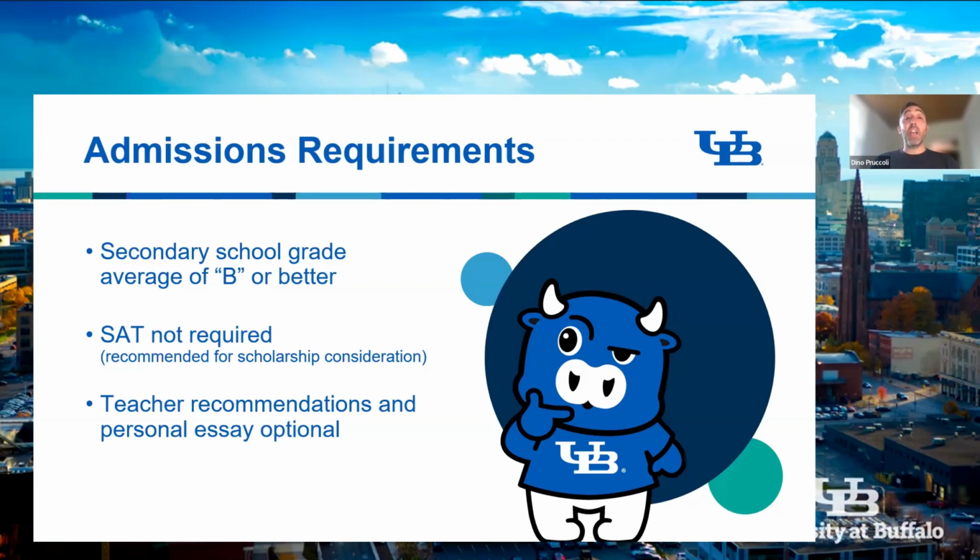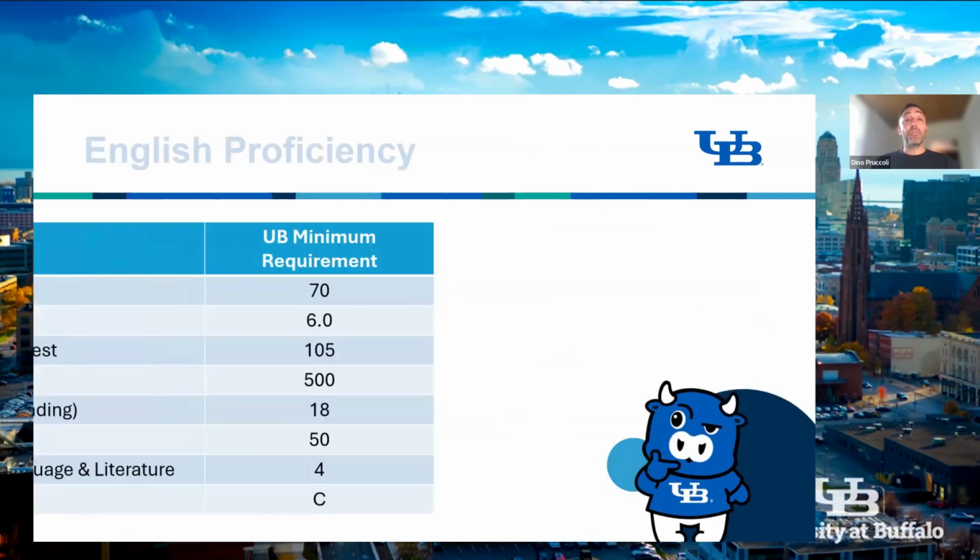But if they have a very high SAT score, that SAT score will trump the GPA scholarship. So I can talk a bit more about that later. Teacher recommendations and personal essays are optional for Shorelight applicants. So basically, we just need the application, the transcripts, and then English proficiency.